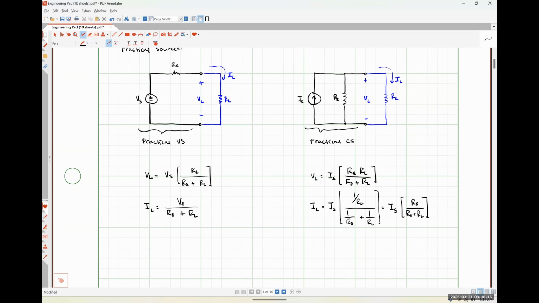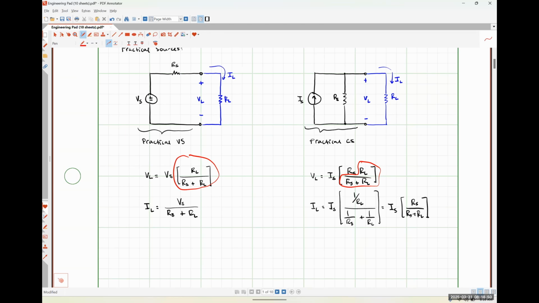So if we set those two voltages VL equal to each other, I think we could pretty easily see that there is a common factor of RL over RS plus RL in both cases, right? So I have that guy right here in this resistance ratio, and I have that same guy right here. So it looks like I would need VS equal to IS times RS for these to be electrically equivalent to each other.